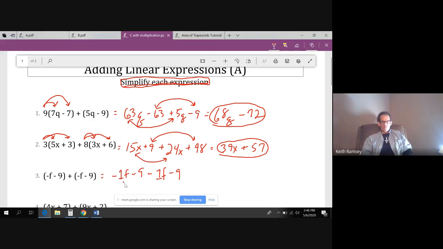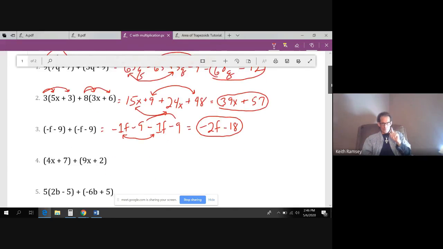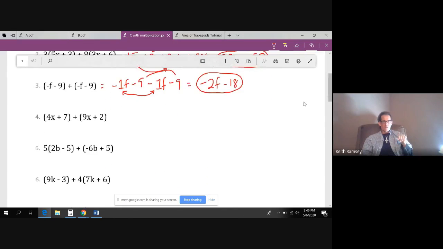So if I have -1 and -1, I'm going to put these together, and that's going to equal -2f. And this -9 and this -9, those go together to equal -18. So that's just testing you, if you know a variable written by itself counts as 1. Okay. Number 4 isn't too bad. There's nothing to multiply here. You're just combining like terms.